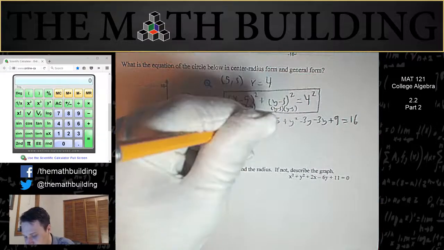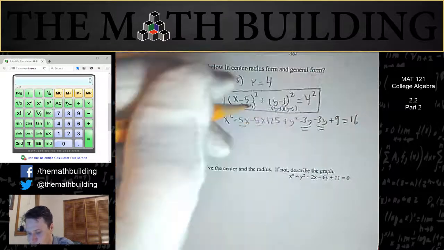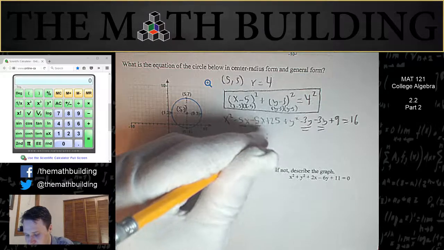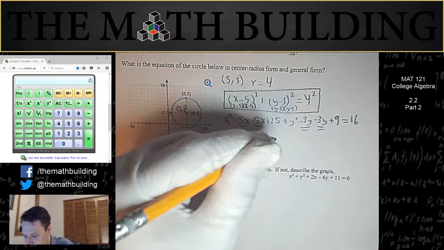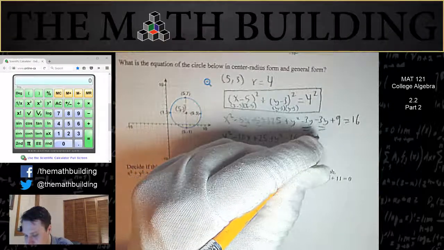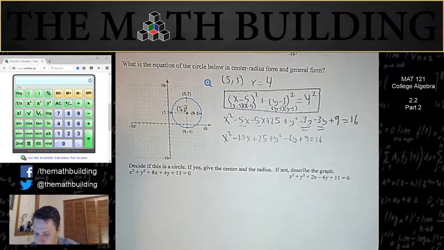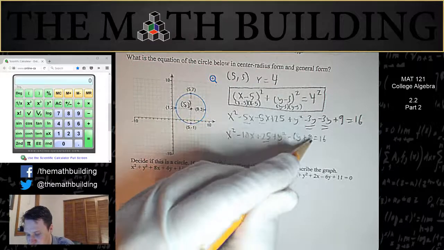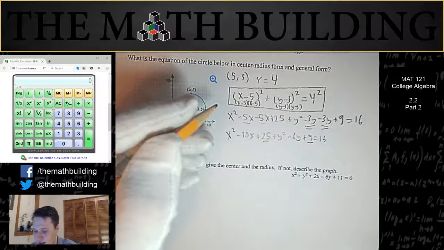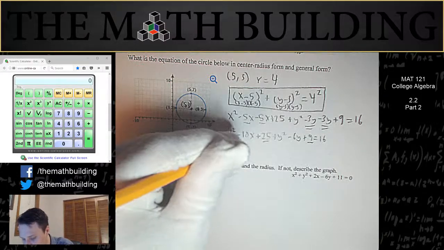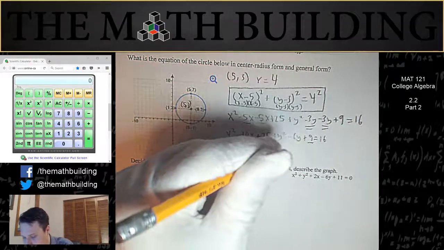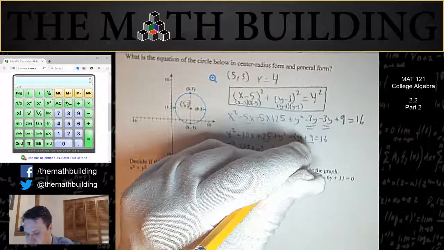Let's simplify this a bit. That combines and that combines. So we get x squared minus 10x plus 25 plus y squared minus 6y plus 9 equals 16. I can now combine 25 and 9, which would give me 34. Okay, I won't skip a step: x squared minus 10x plus y squared minus 6y plus 34 equals 16.